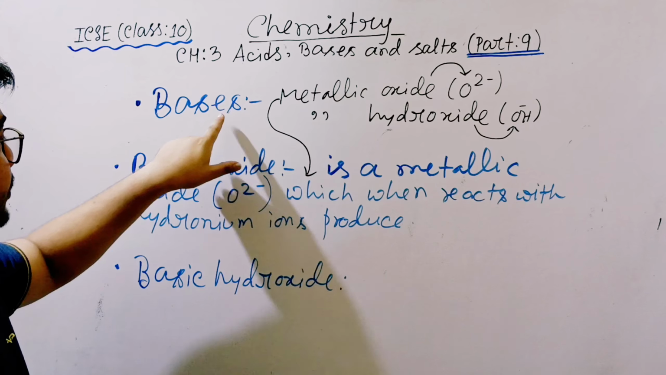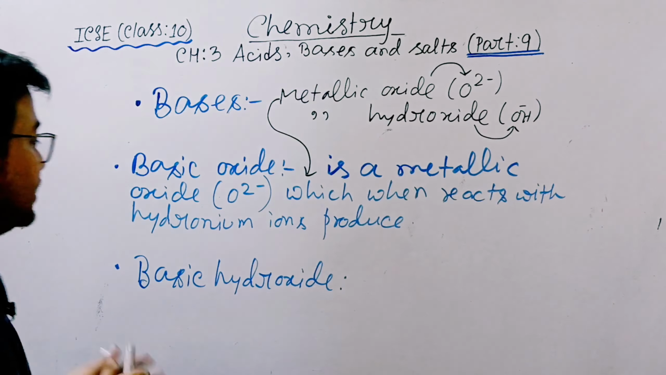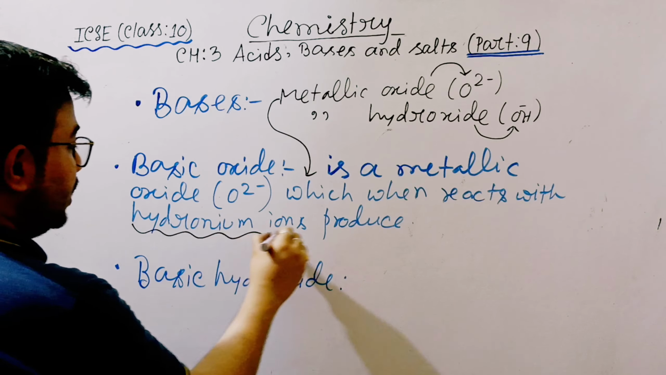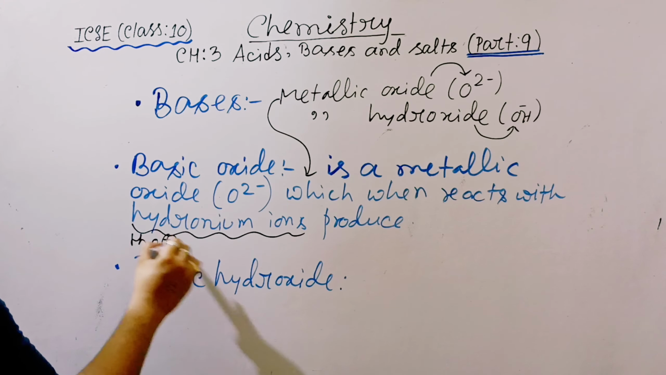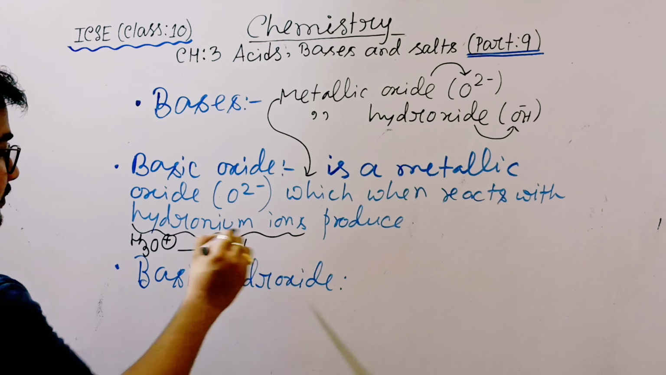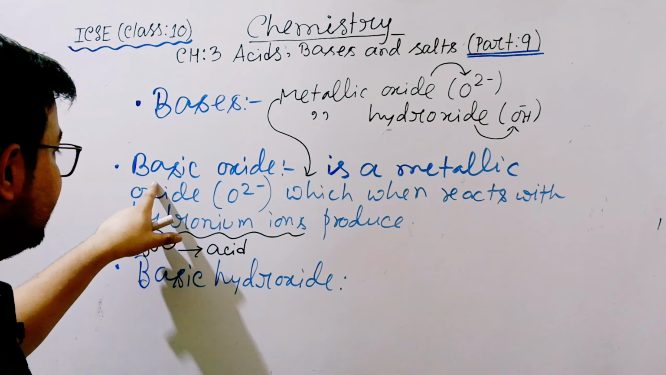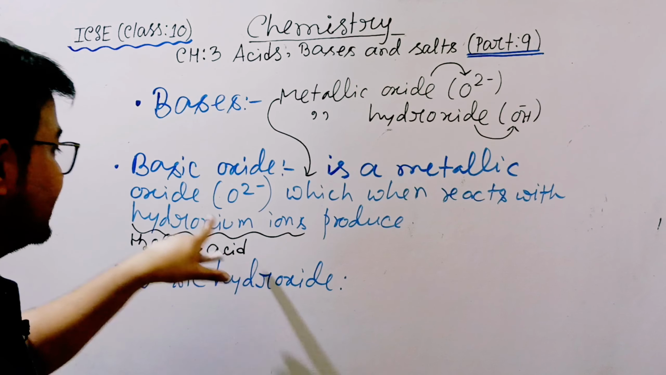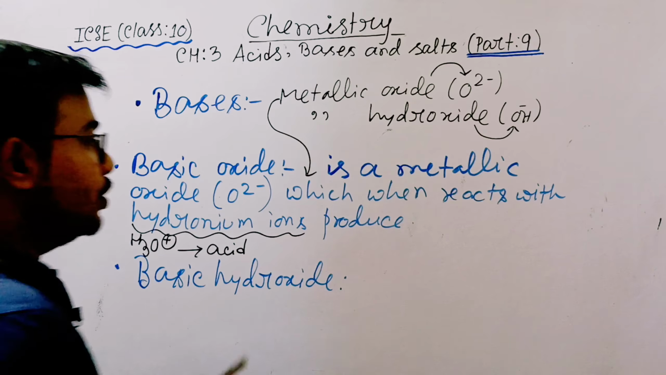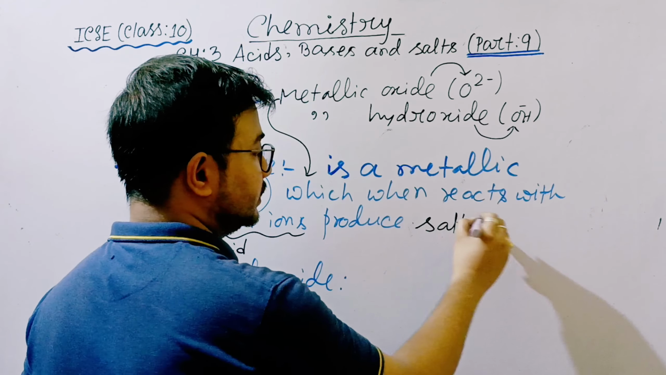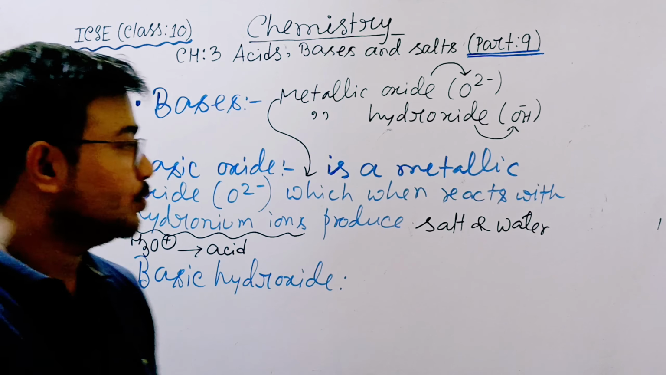Basic oxide, already I told, basic oxide means metallic oxide, so which when reacts with hydronium ion. Already all of you know hydronium ion means what? H3O plus, and hydronium ion means acid. So when any base, basic oxide means base, when any base reacts with acid, that is hydronium ion, it will produce what? When any base reacts with acid, always produce salt and water. But one word is missing here.